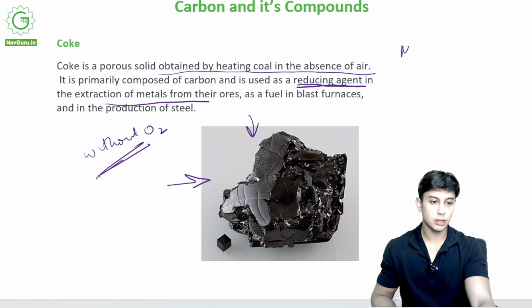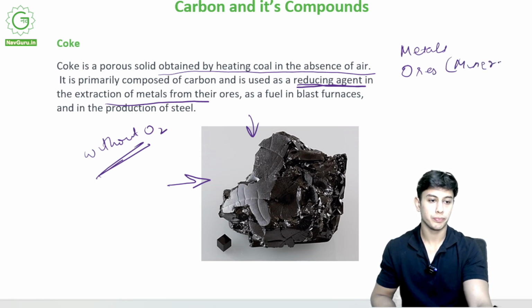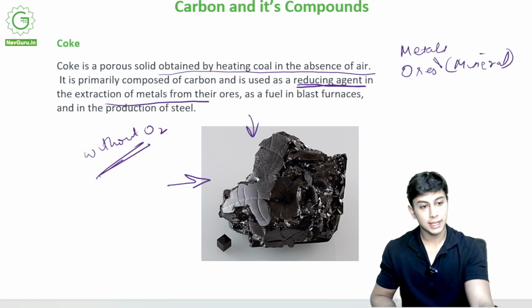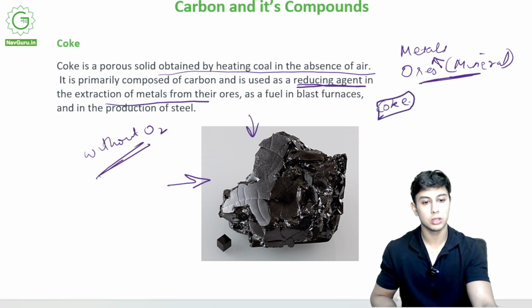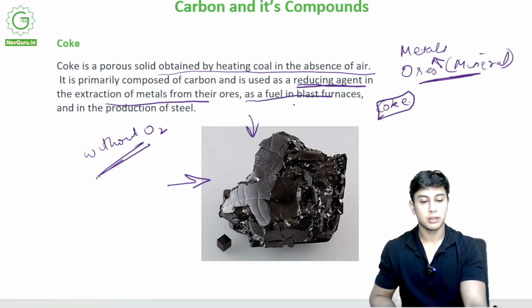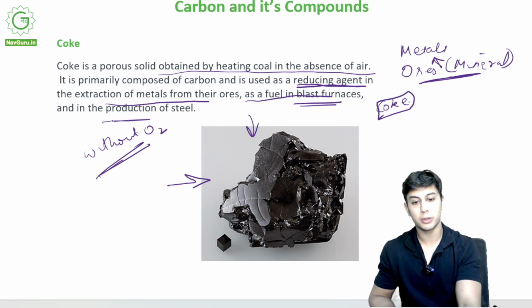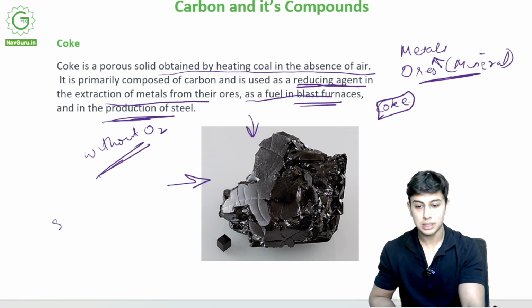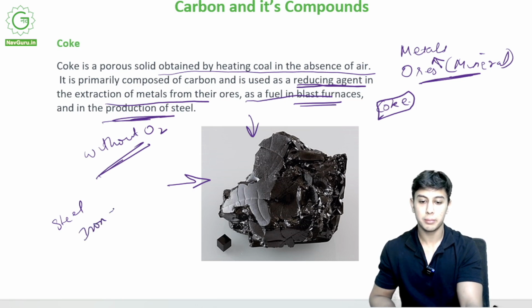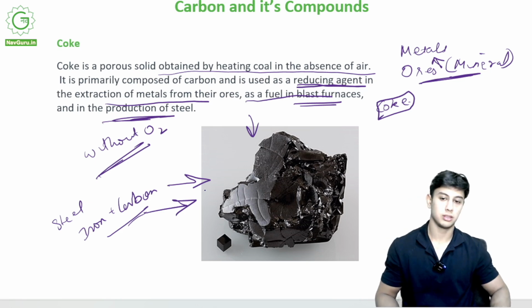Metals are also not found in a pure state. You will find them reacted with something, in the form of mineral ores. How do I extract this metal from this mineral? I heat it using coke. It is used in blast furnaces, it is used in the production of steel. What is steel? Iron plus carbon. What carbon? This coke, alright.